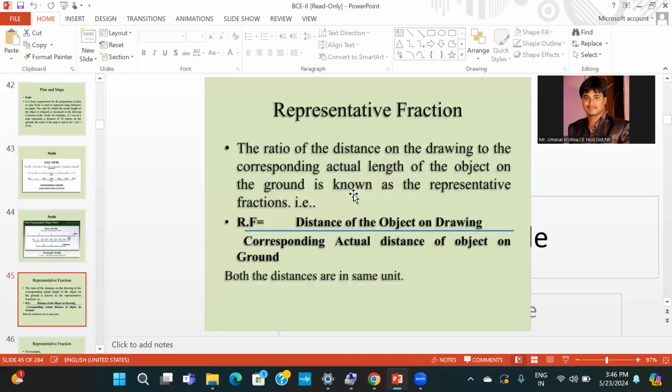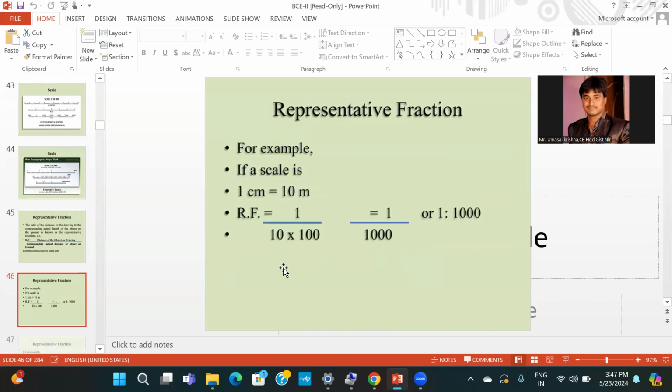And the next thing after scale is the representative fraction. The ratio of the distance on the drawing to the corresponding actual length of the object on the ground is known as the representative fraction. So the representative fraction is nothing but the distance of the object on the drawing to the corresponding actual distance of the object on the ground. Both the distances should be in the same unit.